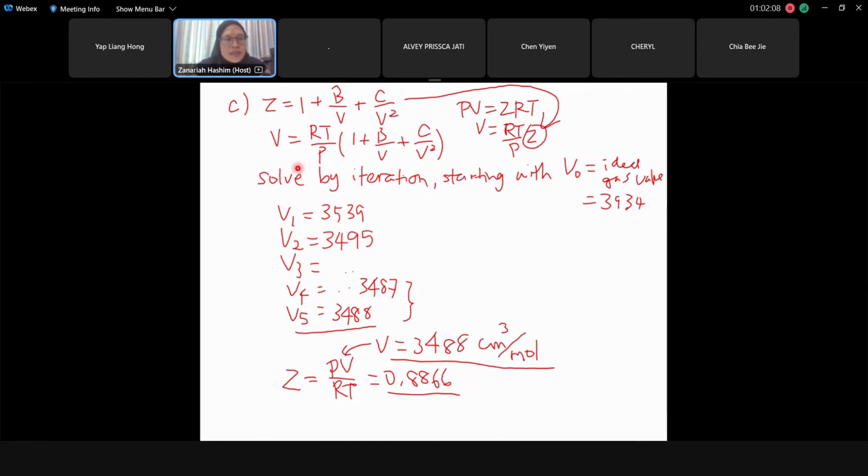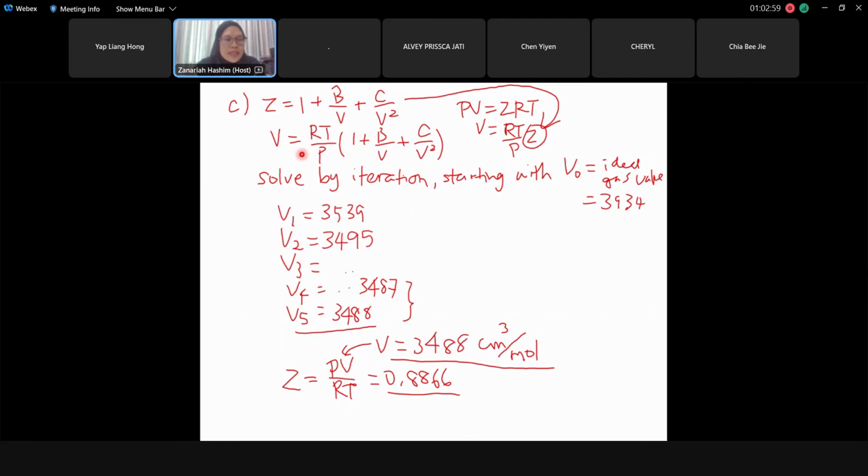Okay, so in this case, when you have this kind of equation, you want to get the value of V. Your left hand side here is V, but at the same time, you have V in your right hand side. In this equation also there is V. So in this case, you can solve it using iteration, or trial and error. For the iteration, you can start with the value of V for the ideal gas. Just now we calculated for A, the ideal gas value 3934. So you can start with this 3934, substitute into this equation. The others you substitute as well. You have the R, P, and then the B and C given from the question, and you substitute the value of V to get a new V.